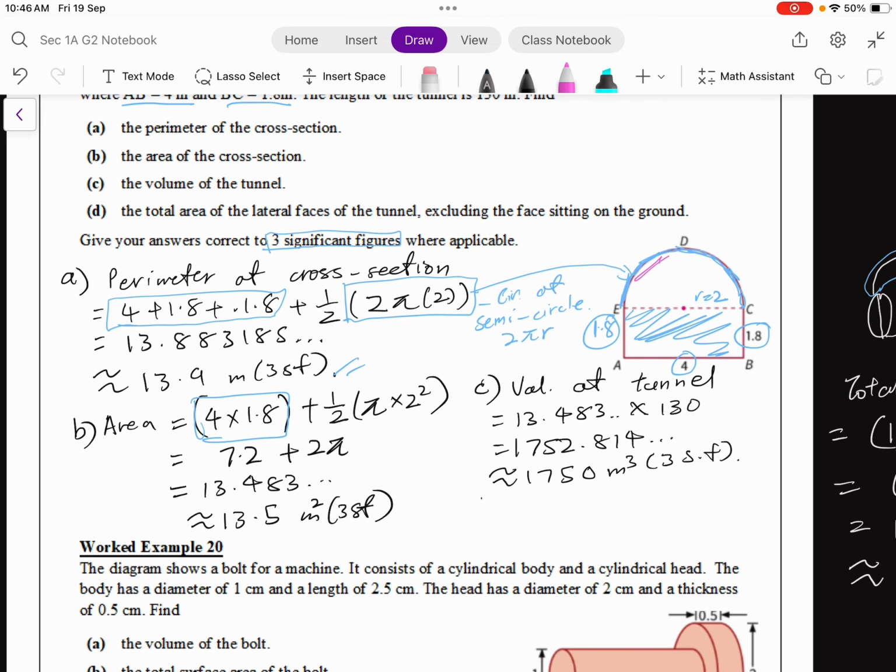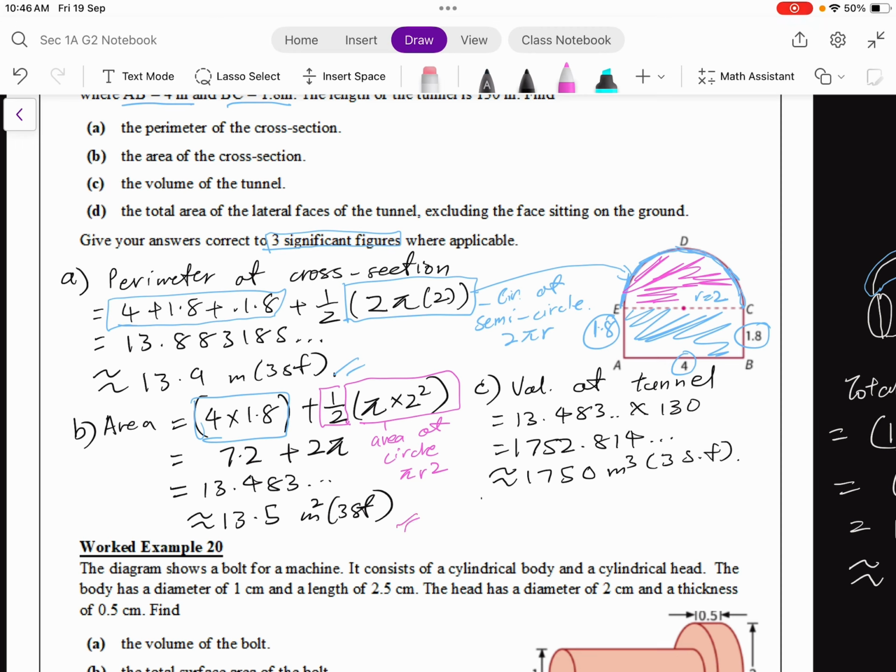And the area of this one is the area of a circle. Again, this is the area of a circle times half. Area of circle is pi r squared. Okay, so I calculate and I get 13.5.